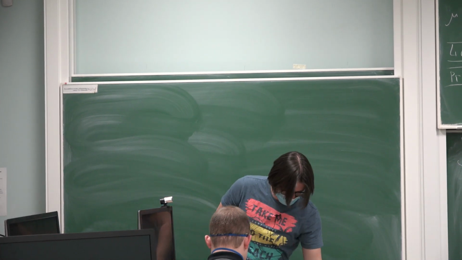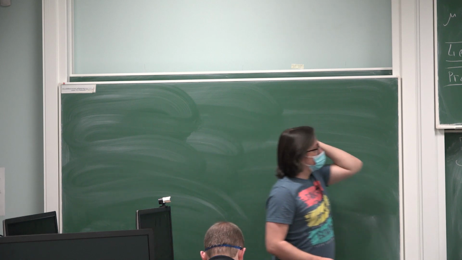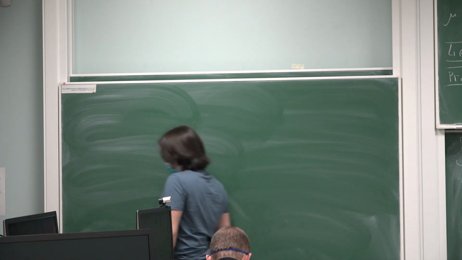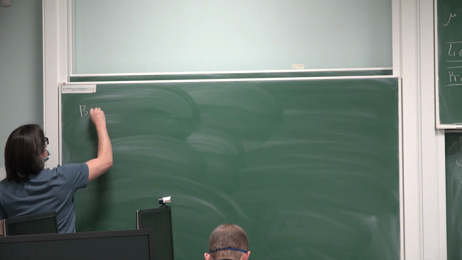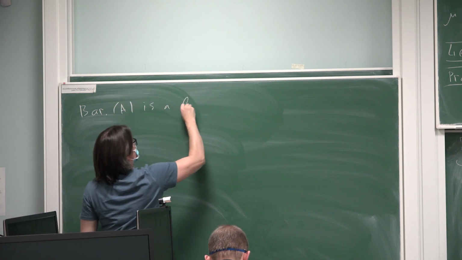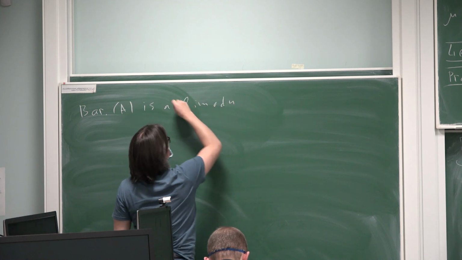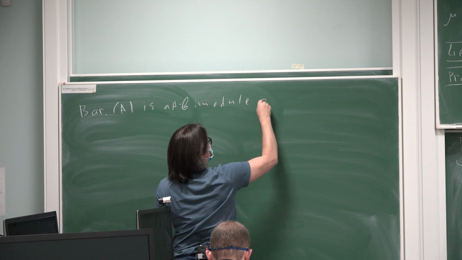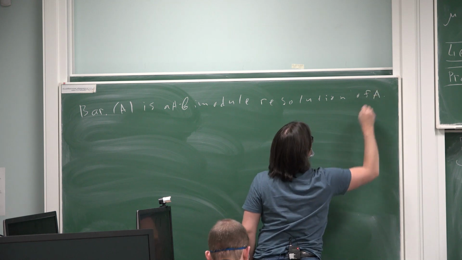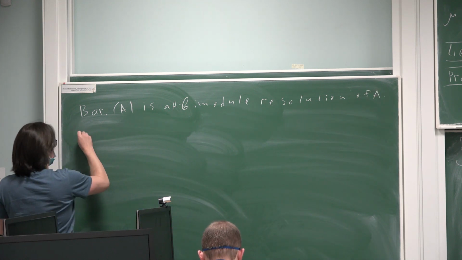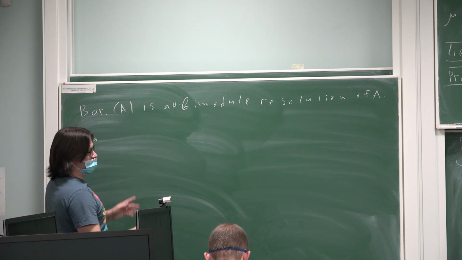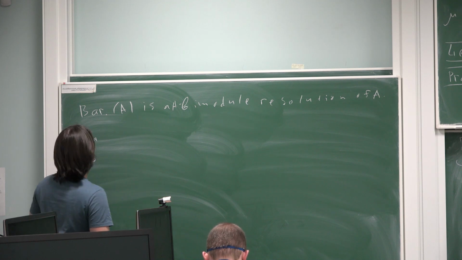Well, now let's understand that the bar resolution of A is a bimodule. Well, because A is a bimodule in the obvious way, because we can multiply A by elements of A on the left and on the right.